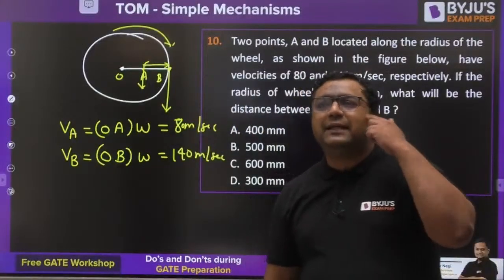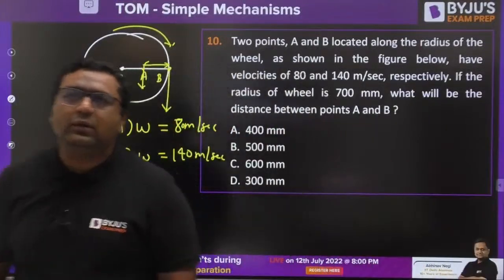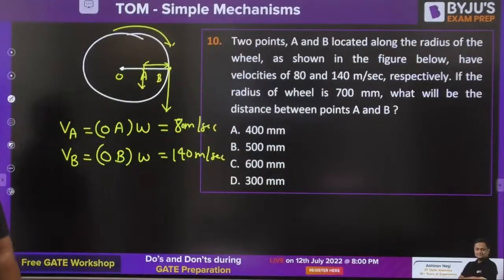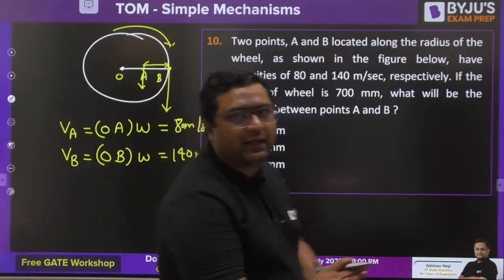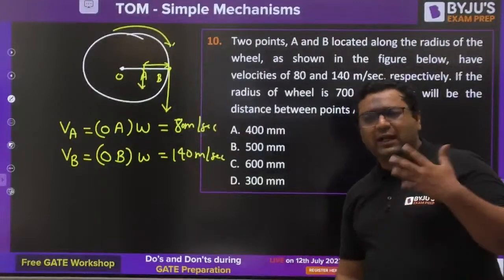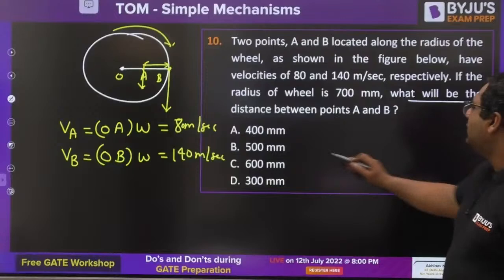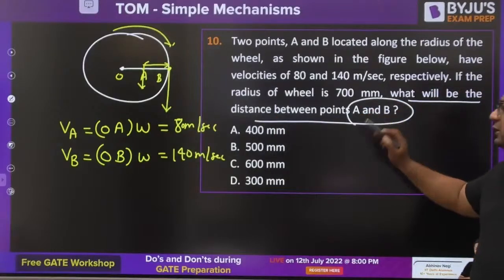Very good. Bhavya is saying 300. Very good. Piyush ji, 300. Nikhil, 300. Dear, the diagram is not required. You can take it in any way, you will get the right answer only. They are asking what is the distance between A and B, that you need to find out.